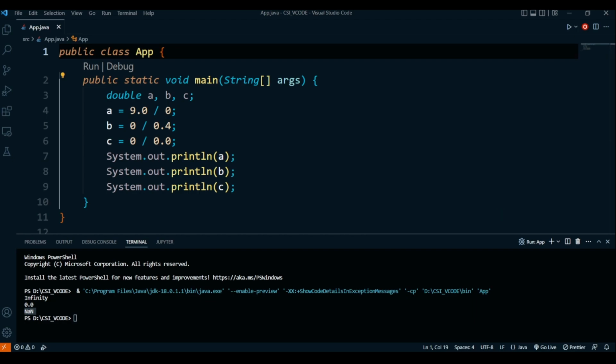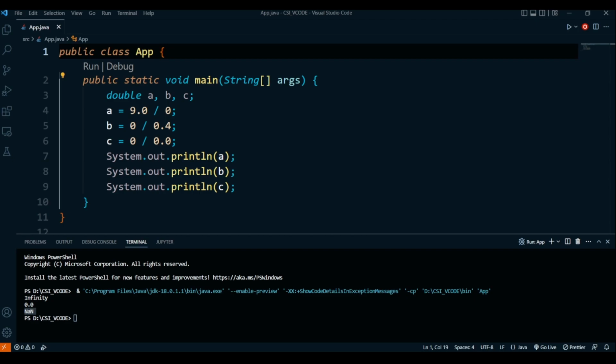So for floating point literals, we have constant values to represent 10 divided by 0.0 or 9 divided by 0.0. In our case, it is infinity, either positive or negative. And also we have NaN, not a number, for this undefined expression. When something is undefined, Java gives NaN, not a number. In our case, we are dividing 0 by 0.0. It is not a number, it is not defined.